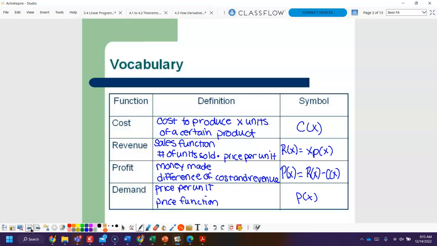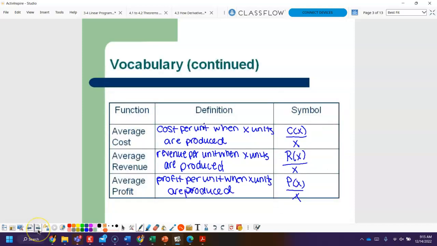So in calc, we are always looking at averages and derivatives. The average of any of these is just going to be that value divided by x, because x represents the number of units.